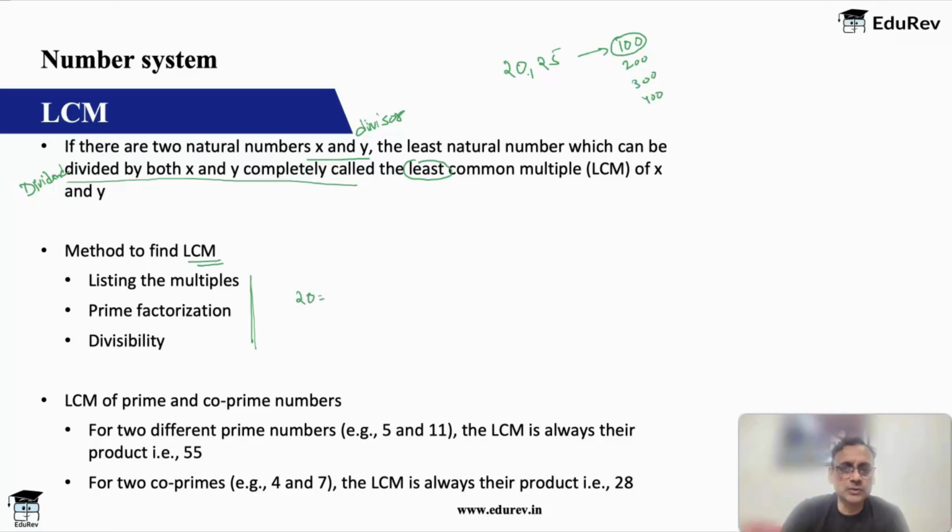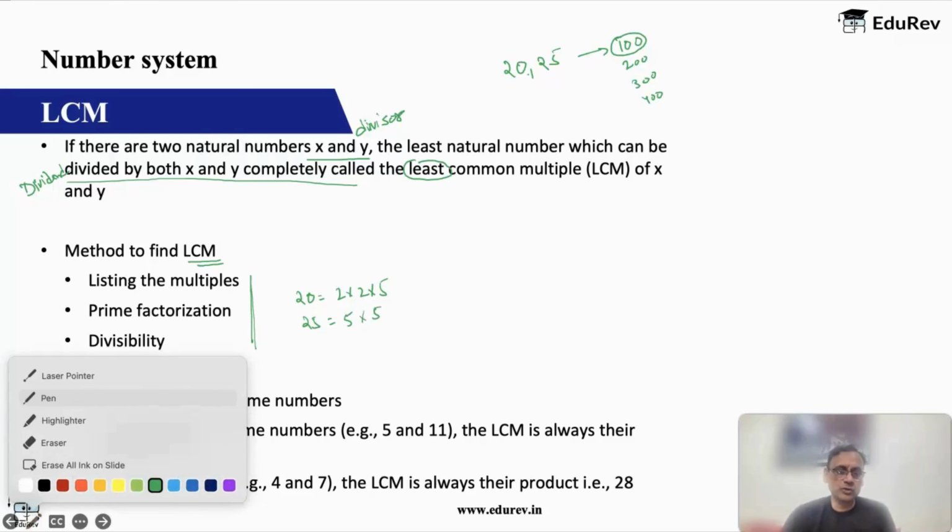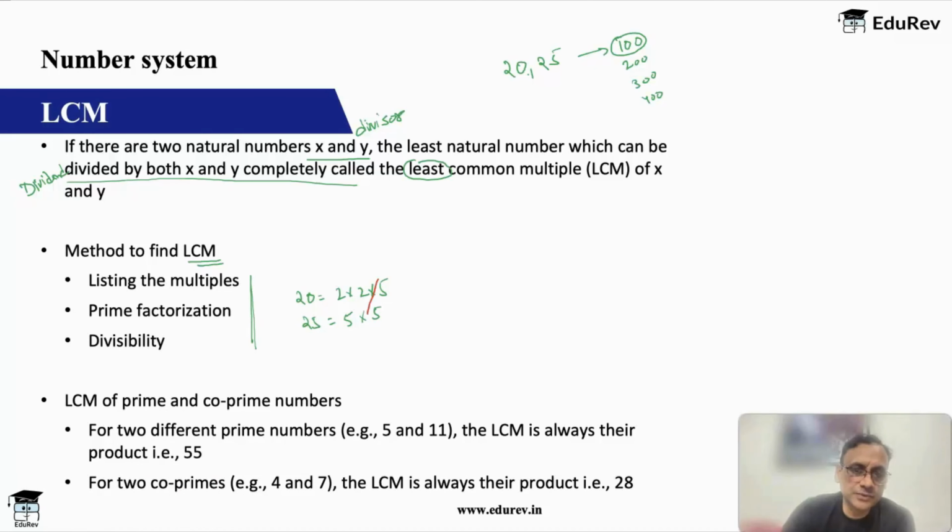So 20 is equal to 2 into 2 into 5. 25 is equal to 5 into 5. So factorization is same, but after this the method is slightly different. What you do here is you take the common factor. So 5 is common, you take 5. Then there is nothing common. Now whatever is left out, you take them also. If it's common, you take them only once. If it is not common, you take them separately. So this 2 has nothing common, so I'll take 2. This 2 has nothing common, so I'll take 2. This 5 has nothing common, so I'll take 5. So you'll get 100. So this is the prime factorization method.